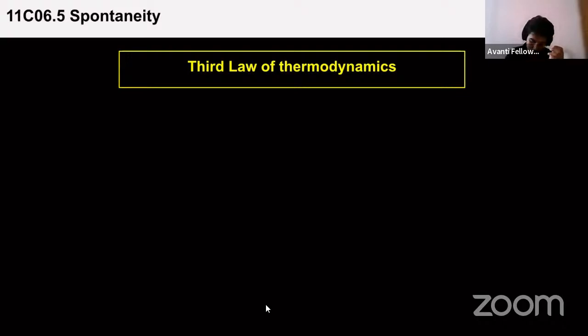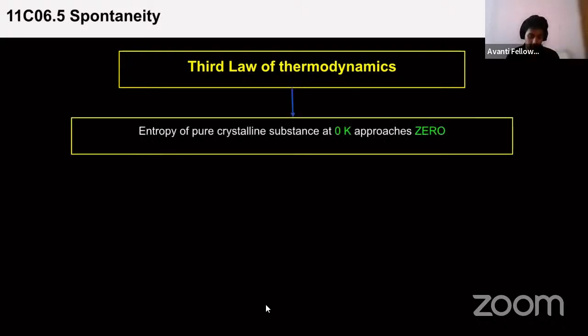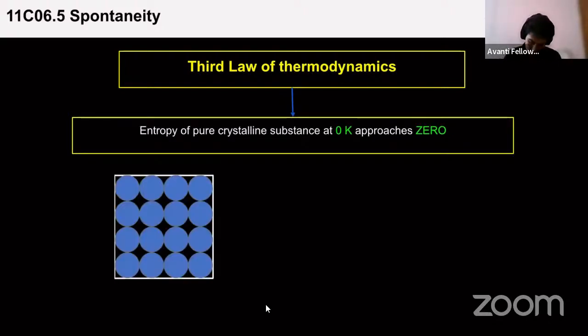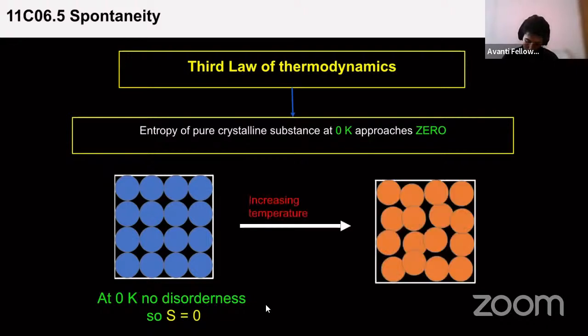Note the definition of the third law of thermodynamics, that is, the entropy of a pure crystalline substance at 0 Kelvin approaches zero. That is nothing but absolute zero, 0 Kelvin. At that absolute zero, the entropy of a system will be zero. So in this way, they'll be packed tightly without any movement in a perfect way, without any disturbance. But everywhere disturbance is possible, everywhere things are not perfect, right? At 0 Kelvin, no disorderness, that is, S is equal to zero.